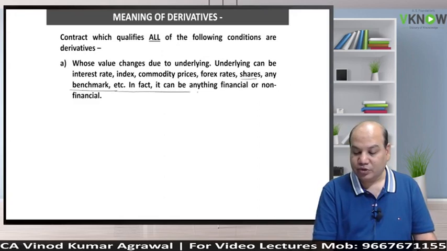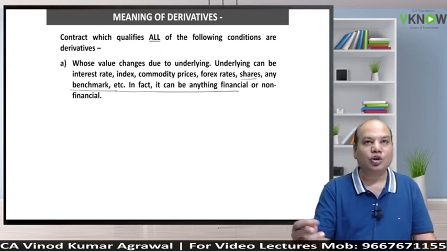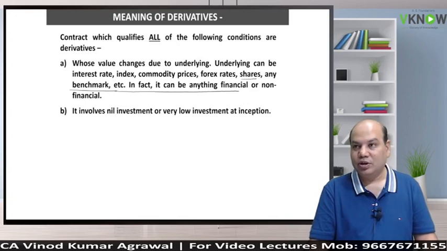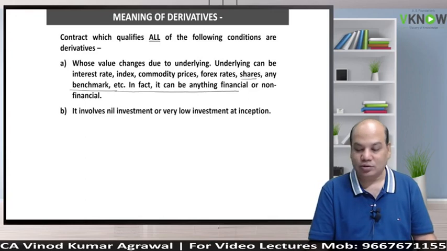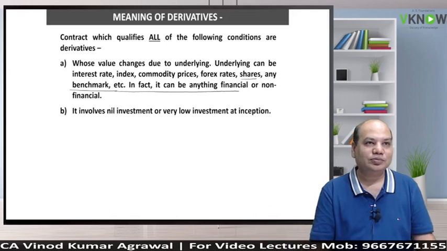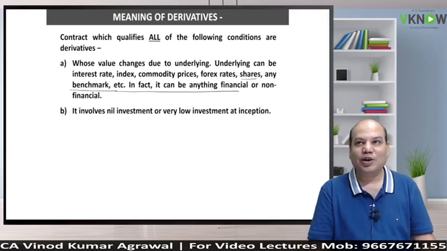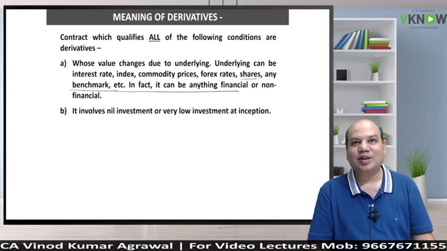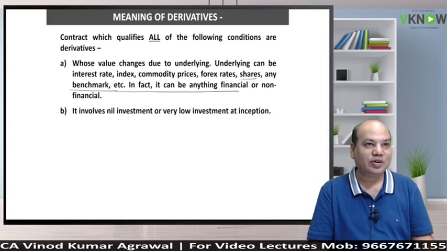Shares are very popular, or any other benchmark. The underlying can be a financial or a non-financial asset. Gold is a non-financial item, but there are derivatives on gold also. There are derivatives on weather also. There are derivatives on electricity also. In fact, you can create a derivative on anything whose value is likely to fluctuate on either side. If it is only one side, then you won't get a counterparty.